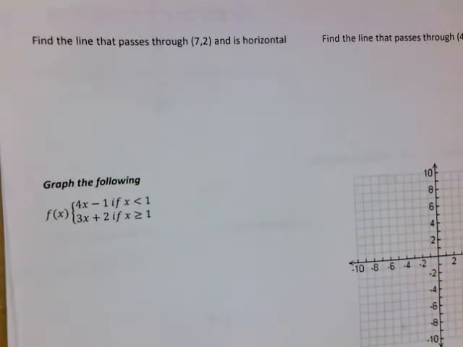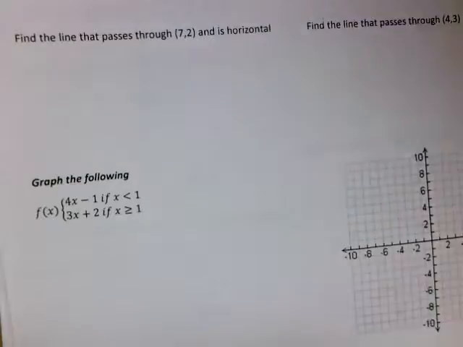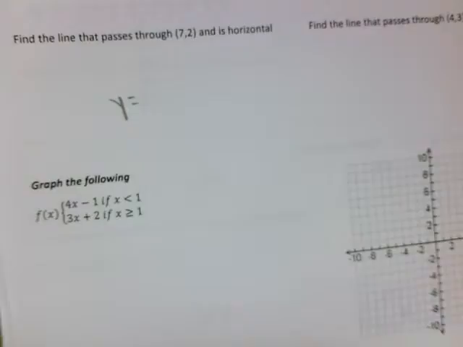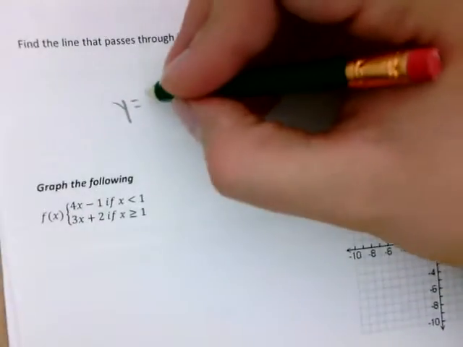Find the line that passes through (7, 2) and is horizontal. Since this is horizontal, it's y equals. And what's the y value? 2.